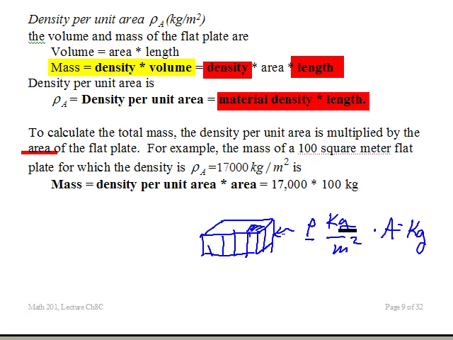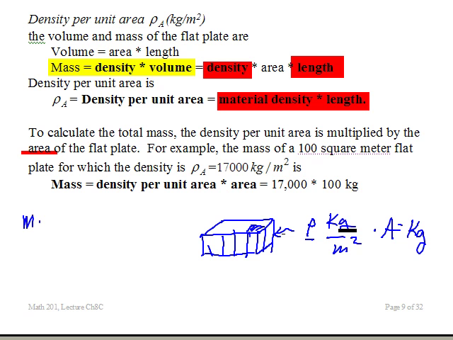Okay. So if I had a 100 square meter flat plate and it had a density in terms of area of 15,000 kilograms per square meter, then the total mass would be the 15,000 kilograms per square meter times the 100 square meters, which just gives you kilograms. Again, writing that out a little bit just so you see it.